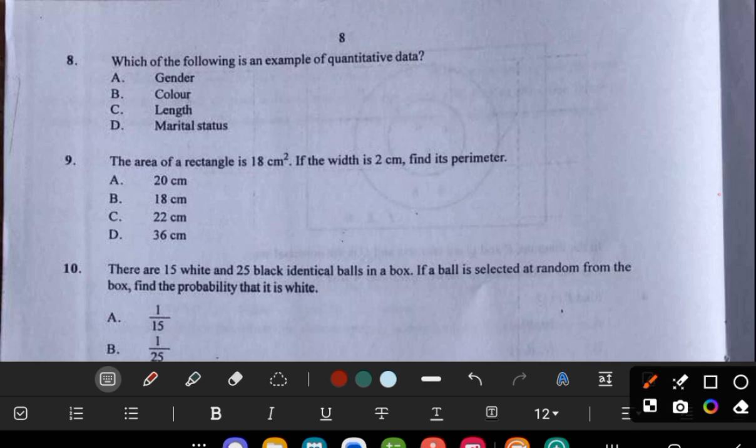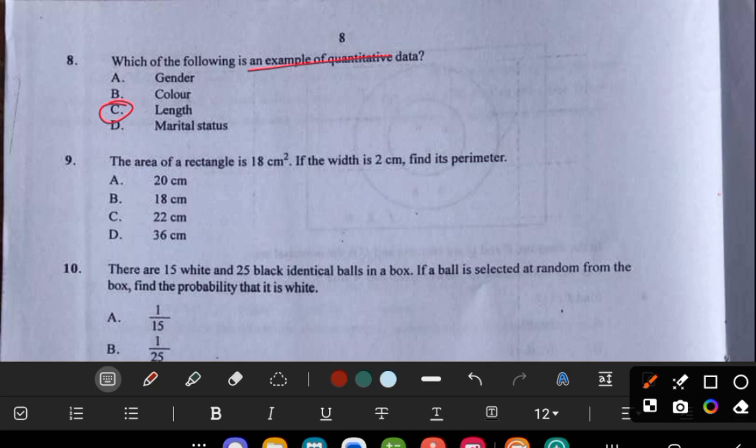Question 8. Which of the following is an example of a quantitative? Quantity means amount. Gender, no. Color, no. Length, and then marital status. So the length could be 5, 6, 7. So number 8 is C.